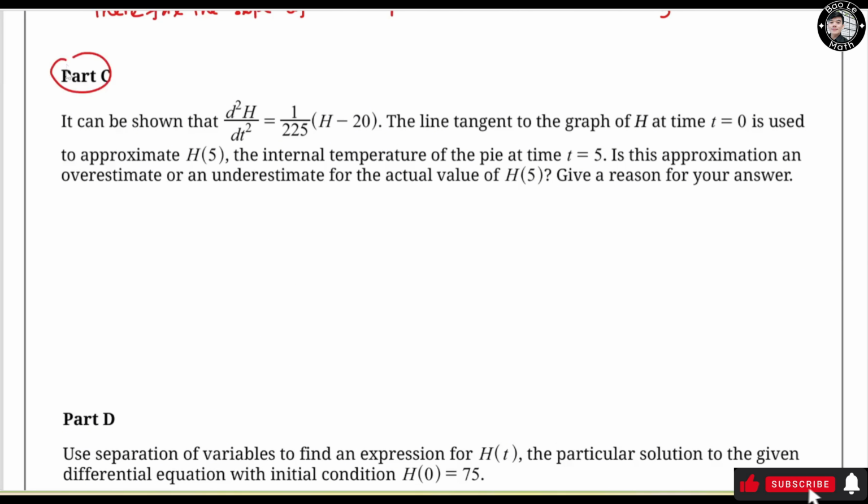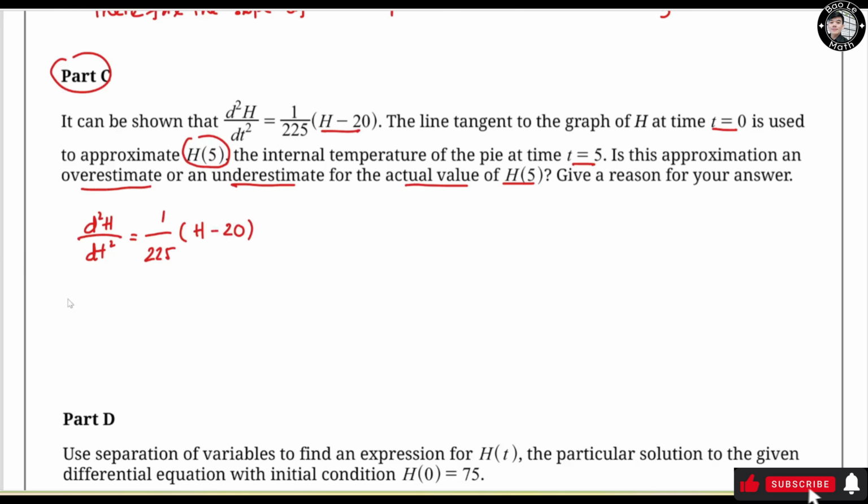Now question C. It can be shown that the second derivative of the function h is 1 over 225 times h minus 20. The line tangent to the graph of h at time t equals 0 is used to approximate h of 5, the internal temperature of the pie at time t equals 5. Is the approximation an overestimate or underestimate for the actual value of h of 5?